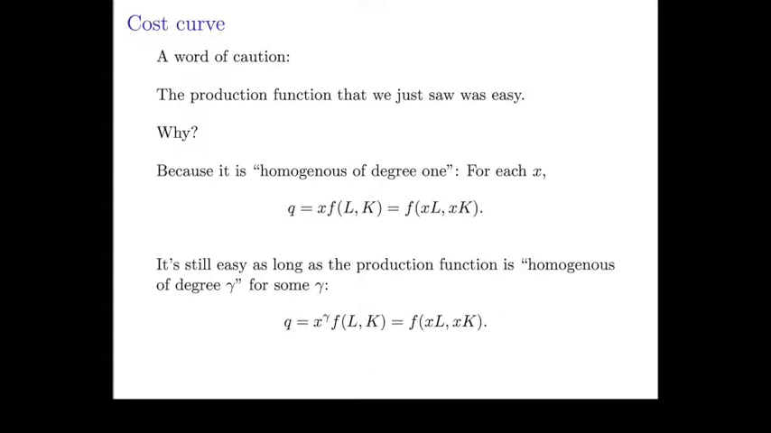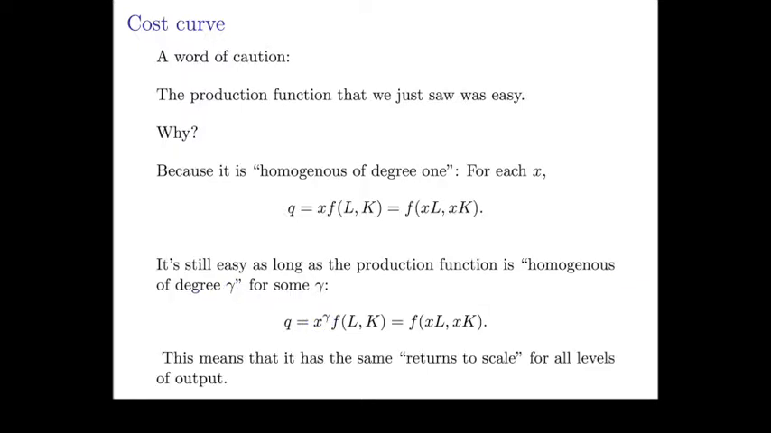Now, as long as your production function satisfies some homogeneity, so homogeneity of degree gamma, Greek letter gamma, such that if you multiply the inputs by x, it's as if you multiplied the output by x to the gamma, then doing the exercise that we just did is very easy. What that means is that your production function has the same returns to scale for all levels of output. But when the production function has different returns to scale at different levels of output, this exercise gets a lot trickier. So that's just something I want you to keep in mind, that the exercise we did is special because of this.